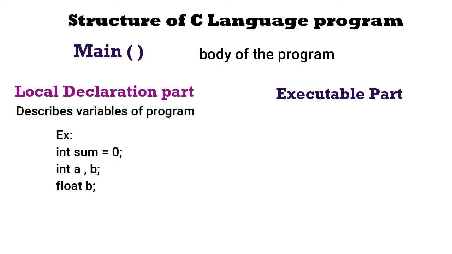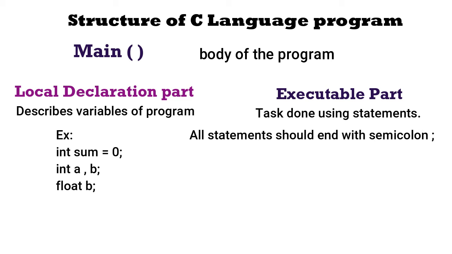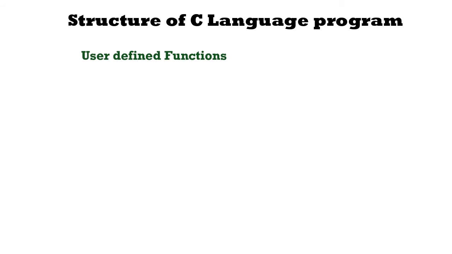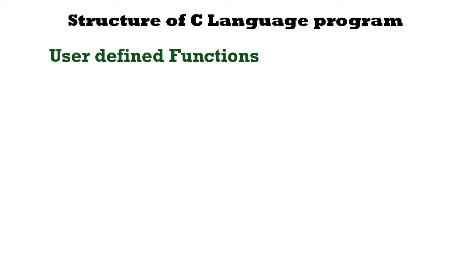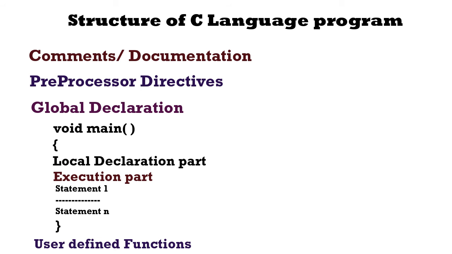Then the next part is the executable part. This part specifies the task done using statements. All statements should end with a semicolon. Then the next section is the user defined function. This section can be called the subroutine section. All user defined functions that are called in the main function should be defined in this section. So this is the structure of a C program.